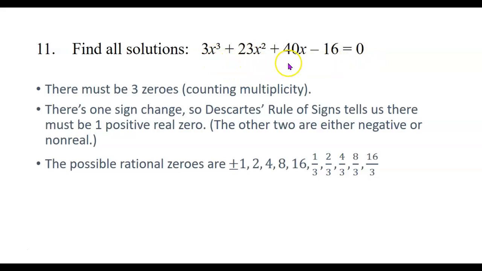How many sign changes? Positive, positive, positive, negative, 1 sign change. So Descartes' rule of signs tells us there must be 1 positive real zero. The other 2 are either negative or non-real complex numbers. The possibilities for rational zeros are they have to be a factor of 16 over a factor of 3. So it could be positive or negative 1, 2, 4, 8, 16, any of those just over 1, or any of those over 3.